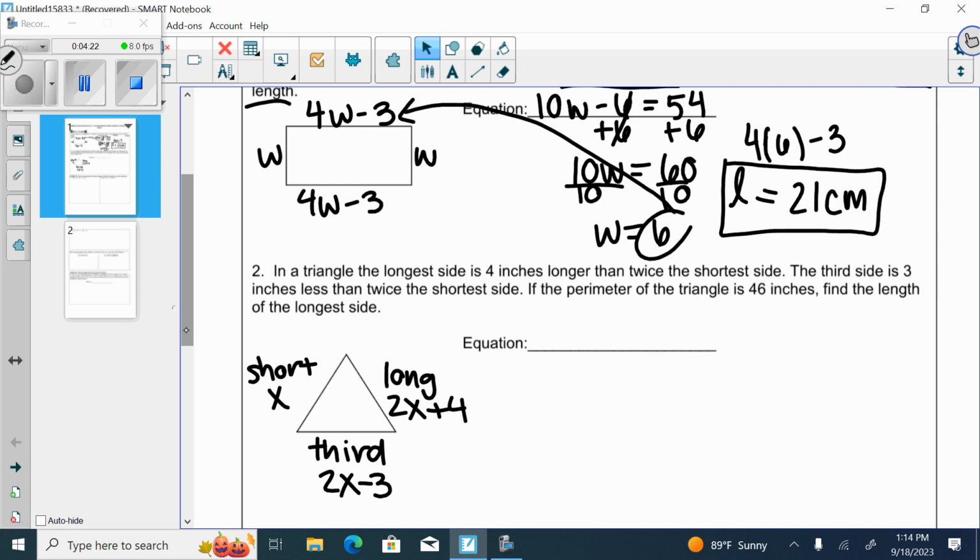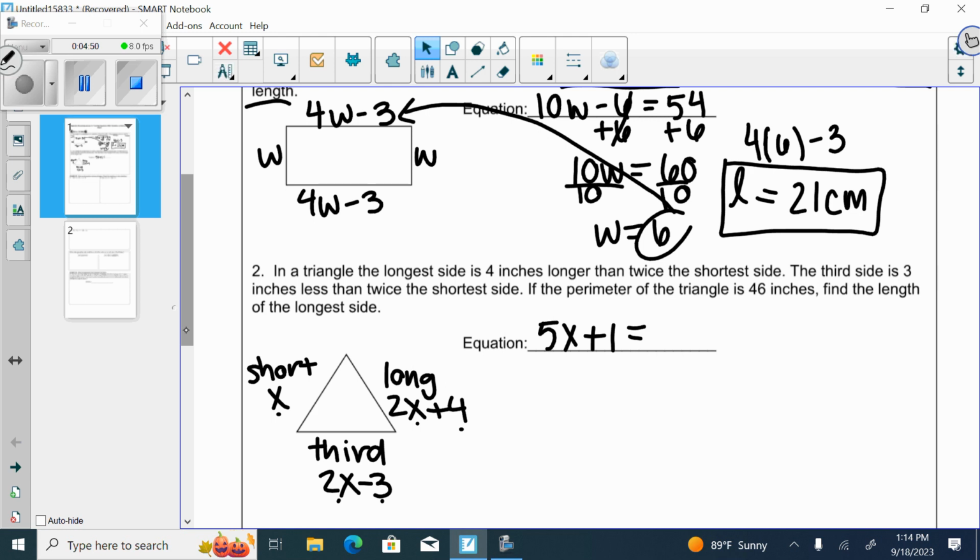Okay, and again, we're talking about perimeter. So what do I do with all the sides? Add them up. So I have an x here and a 2x here, which would be 3x, and then another 2x here, 5x altogether. All right. Then I go back and add the constants. I've got a positive 4 and a negative 3, which would be positive 1. Good.